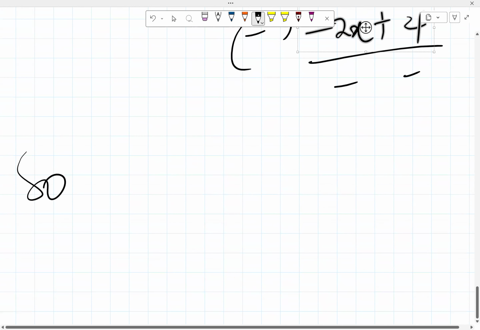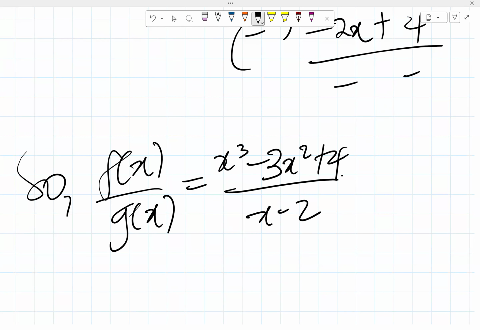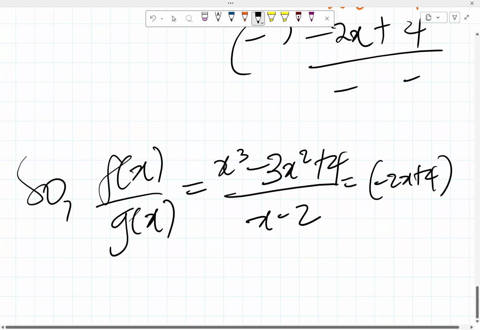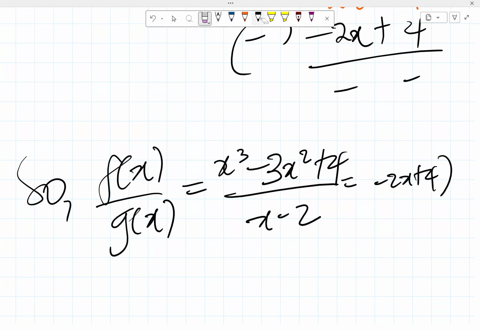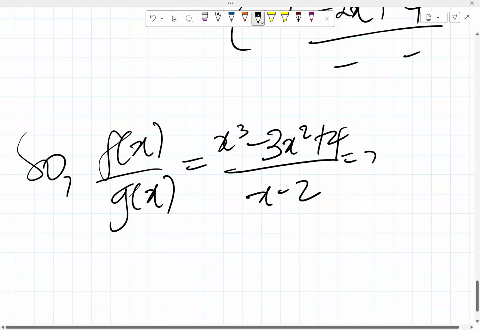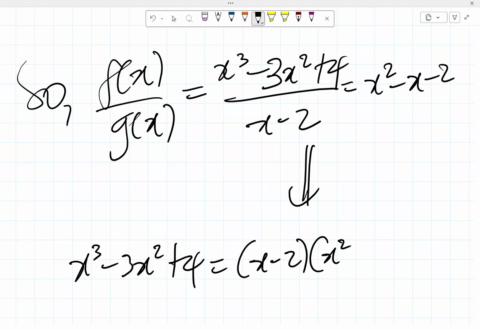You can then say, f of x over g of x is the same thing as x cubed minus 3x squared plus 4 all over x minus 2. And that is equal to the quotient, which is, oh, sorry, that's x squared minus x minus 2. So you have x squared minus x minus 2. You can then write this whole thing as x cubed minus 3x squared plus 4 equals x minus 2 into x squared minus x minus 2.